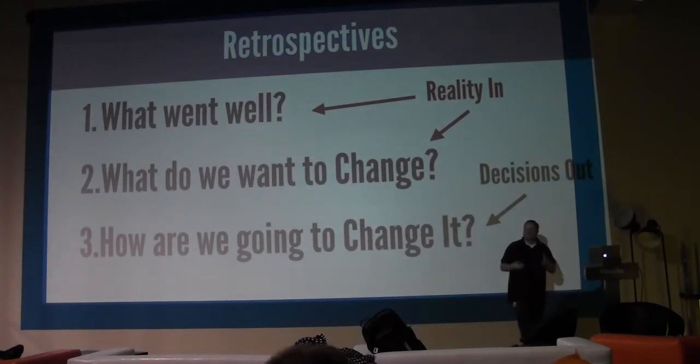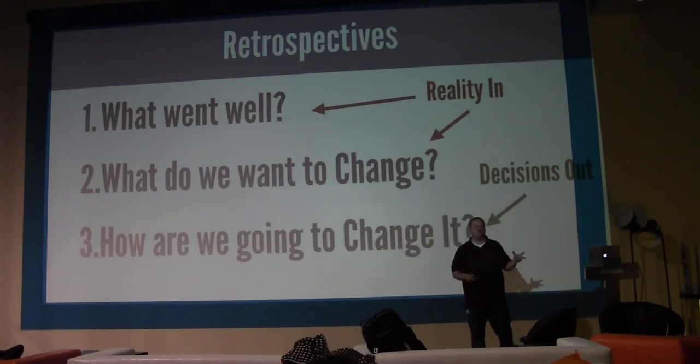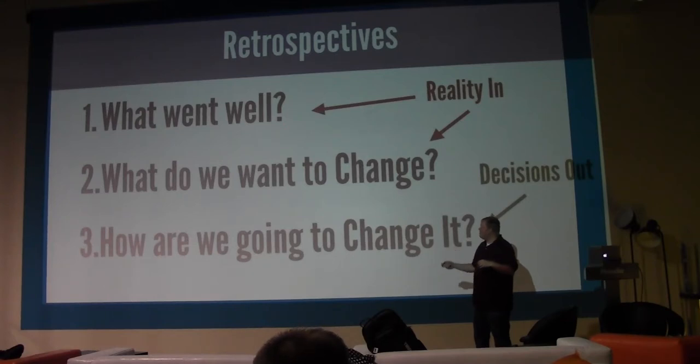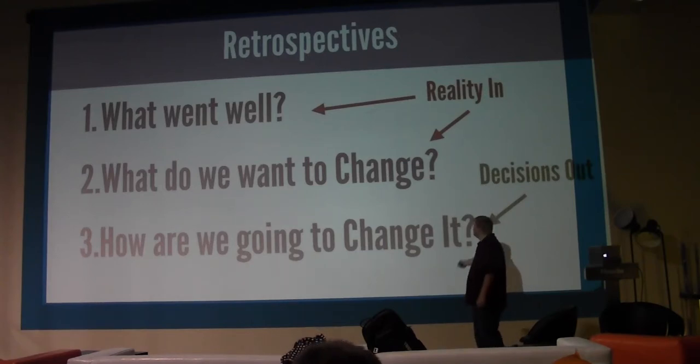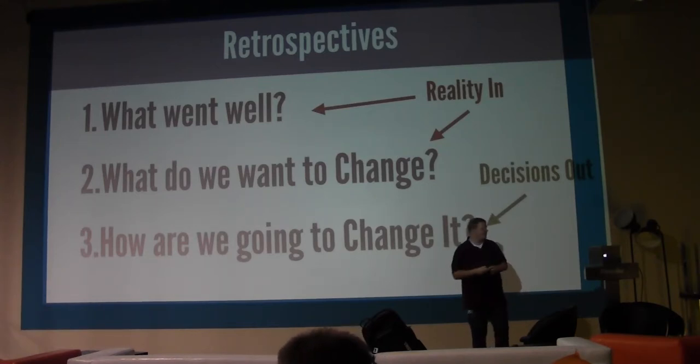Retrospective for us, it's after we review with our stakeholders, they leave the room, and it's the developers, the product people, the Scrum Master, and we go over three things. We ask what went well, what didn't go well, but in a more positive way, we say what would we like to change, and how are we going to change that? This is how we have an honest discussion about how things went, and then how they are going to change.